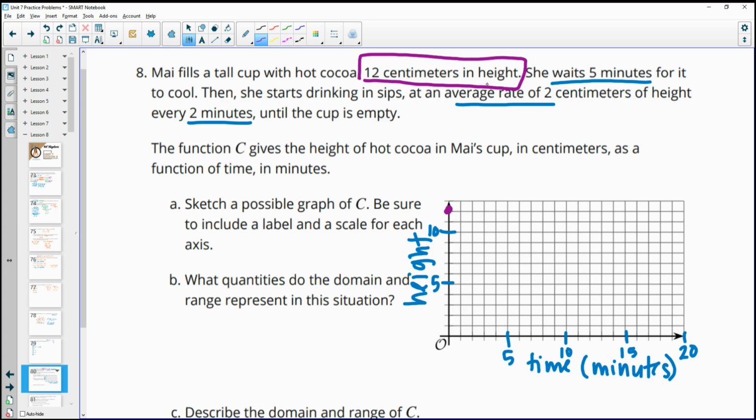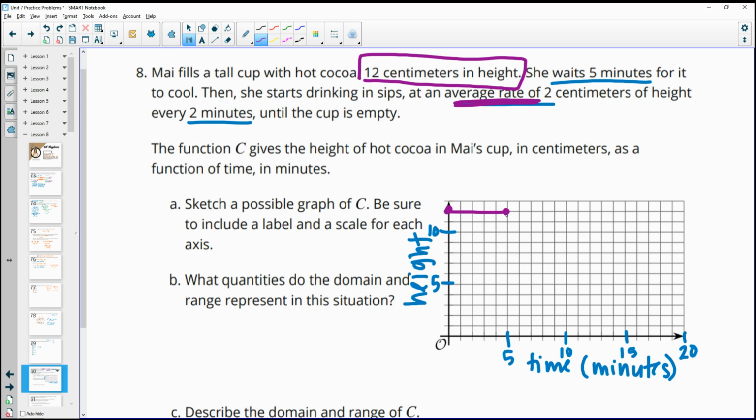Then she waits 5 minutes for it to cool. So her cup continues to be at a height of 12 for the first 5 minutes. Okay, so it's not going up or down any height in that first 5 minutes. So we can just draw a flat line here.